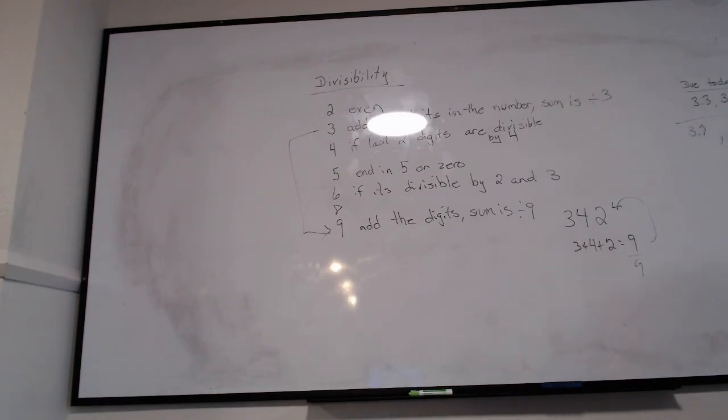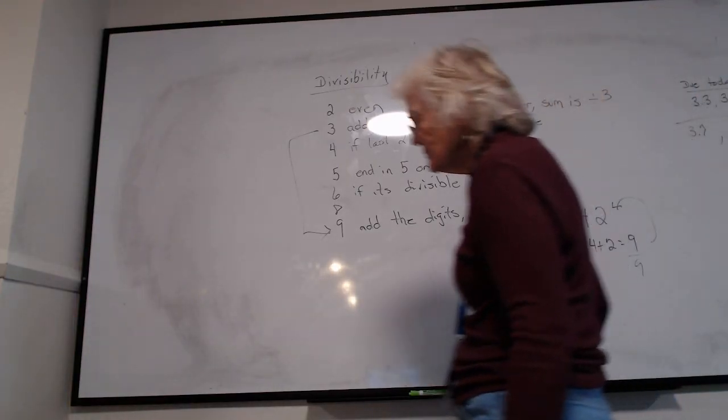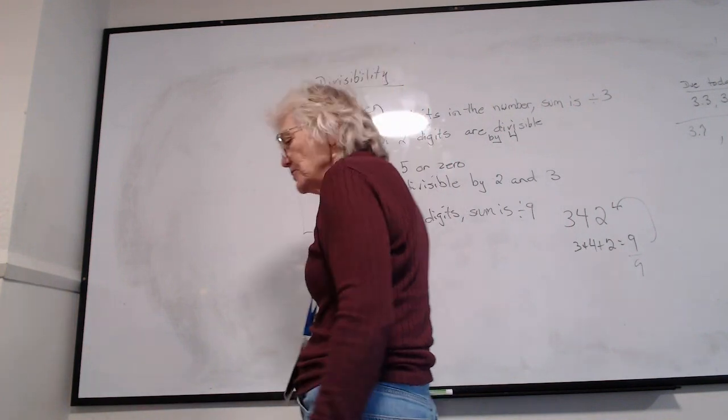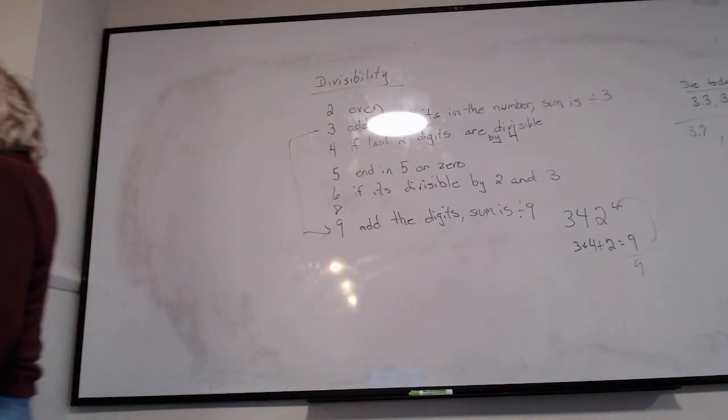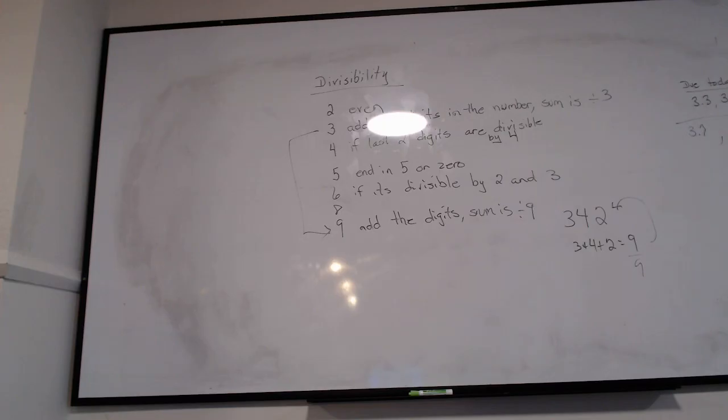So 3 and 9 are very similar. The 5 is kind of different, the 2 is different, and 4 just stands all by itself and is not really related to any of the others. For 2, if the last digit is divisible by 2, that's the same thing as saying it's even.